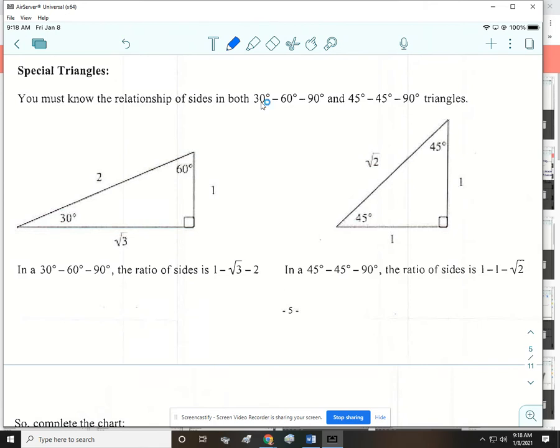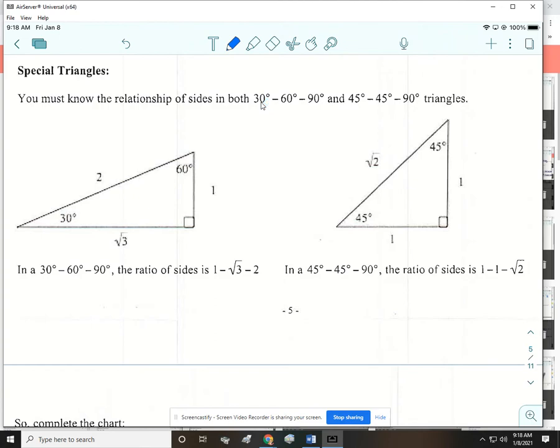So for a 30-60-90, the side opposite of 30 degrees is 1. The hypotenuse is 2. Opposite of 60 degrees is the square root of 3. All right. And then for the 45-45-90, both legs are 1, and the hypotenuse is the square root of 2. So on both triangles, the hypotenuses have a 2. So the 30-60-90 one is just a regular 2. The 45-45-90 is the square root of 2.